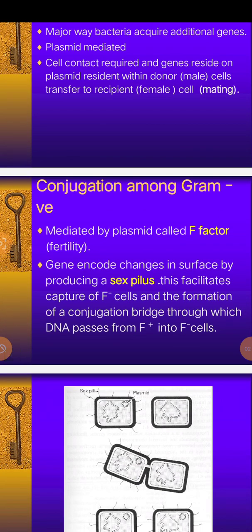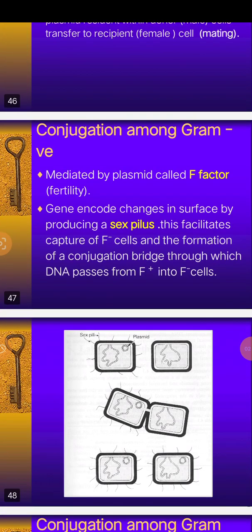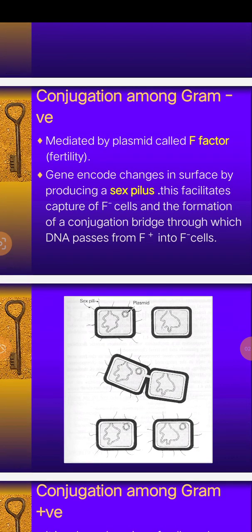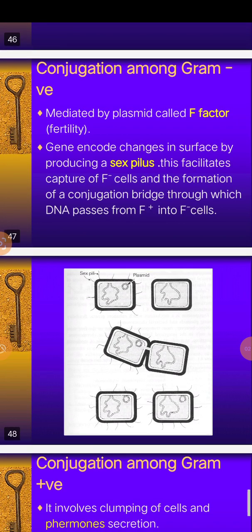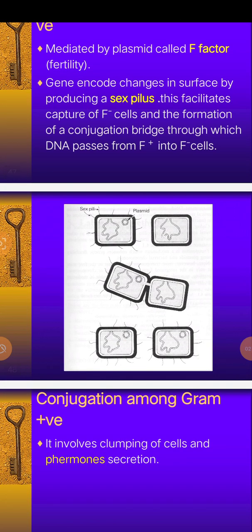Conjugation among gram-negative bacteria is mediated by a plasmid called the F factor, that is the fertility factor. Genes encode changes in the surface by producing a sex pilus. This facilitates the capture of F minus cells and the formation of a conjugation bridge through which DNA passes from the F plus cell into the F minus cell.